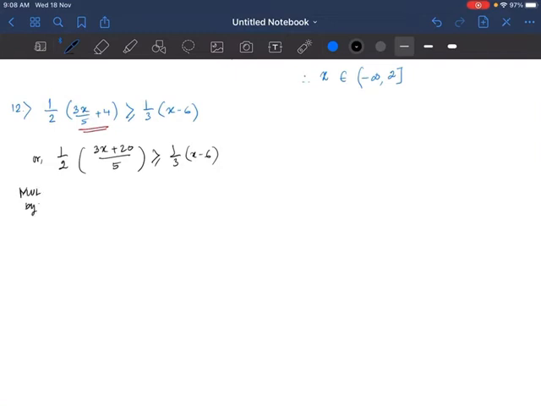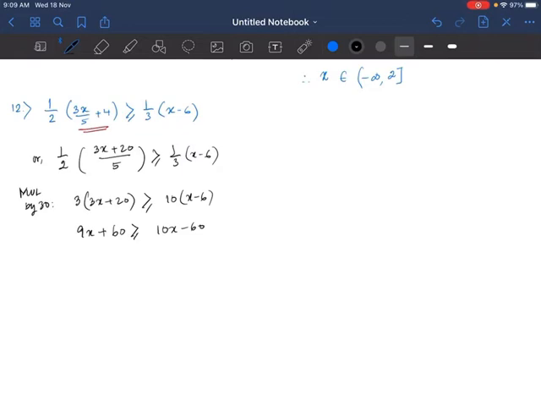Multiply by 30. So if I multiply by 30, here you see 10. You can see 10 in here, right? So 30 and 10, we get 3. So it becomes 3 times (3x plus 20), and this becomes greater than or equal to, if I multiply 3 and 30 goes away, so we have 10 times (x minus 6) in here. So what we have is 9x plus 60 is greater than or equal to 10x minus 60. This is what we have.